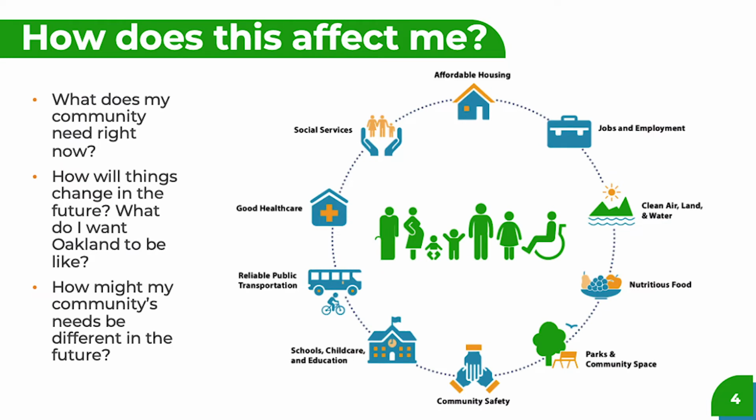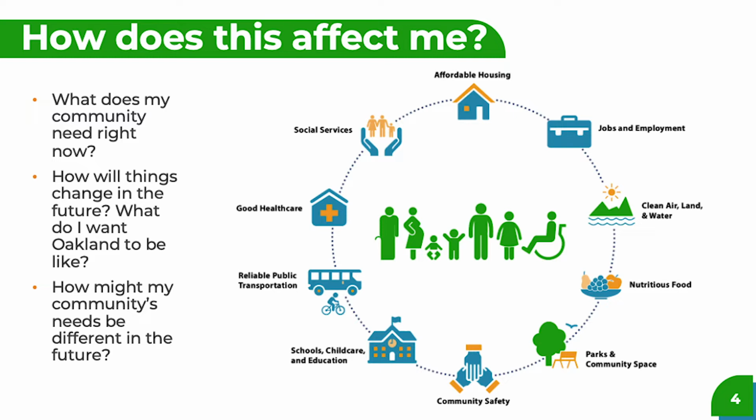You may be wondering, yes, this is the general plan for Oakland, but how does it affect me? The general plan is a plan for the city as a whole, but it's also a plan for your neighborhood. Think about the things you experience in your neighborhood every day. What are some things that would make daily life a little easier? What brings you joy in your neighborhood? And what does your neighborhood need the most right now?